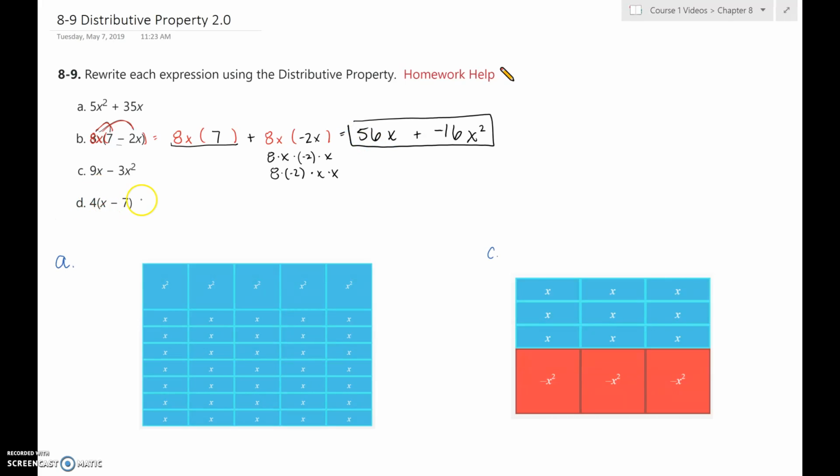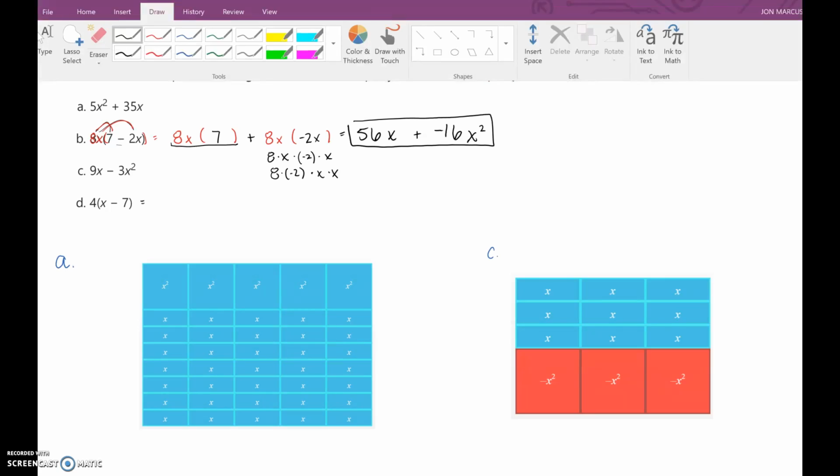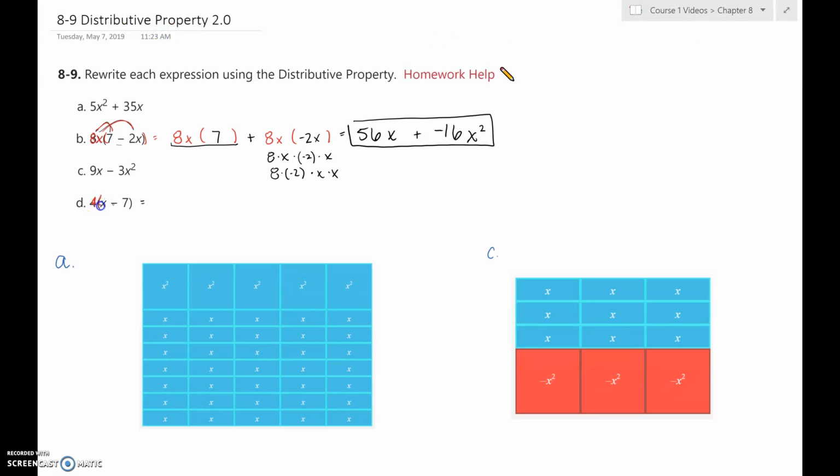This one's much easier down below. So we've got 4 times x minus 7, so we have 4 times x, and then 4 times negative 7.